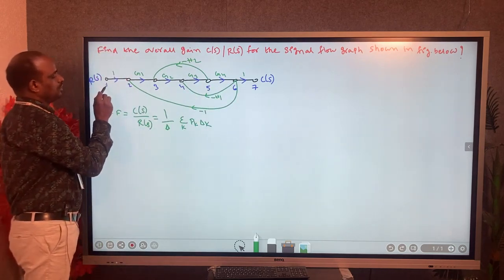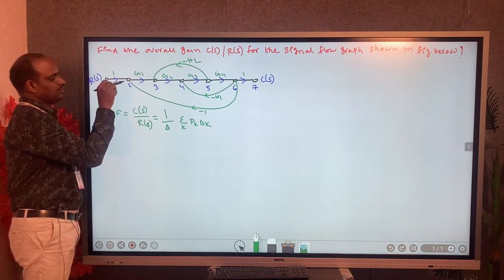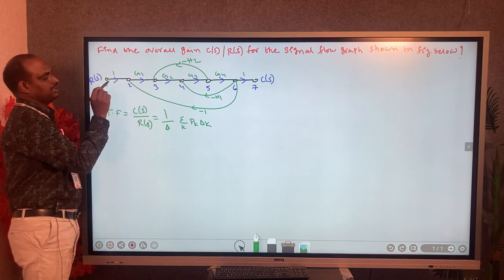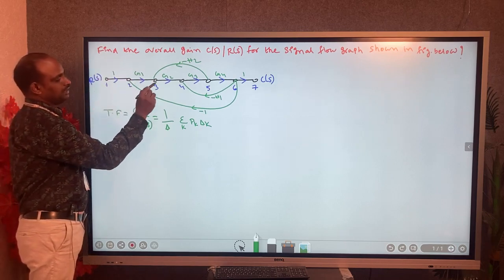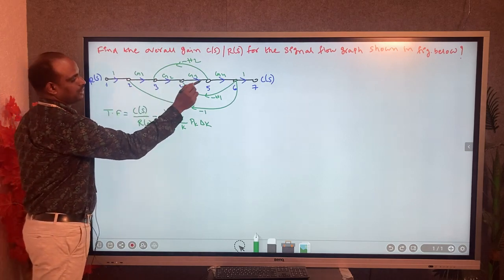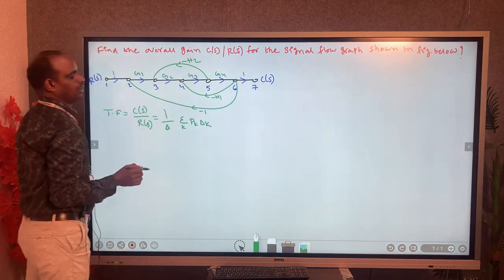From node 1 to node 2 it is indicated with 1, and the arrow indicates the forward direction. 1 indicates the transmittance from 1 to 2. Similarly 2 to 3 it is G1, 3 to 4 G2, 4 to 5 G3, 5 to 6 G4, and 6 to 7 it is 1.